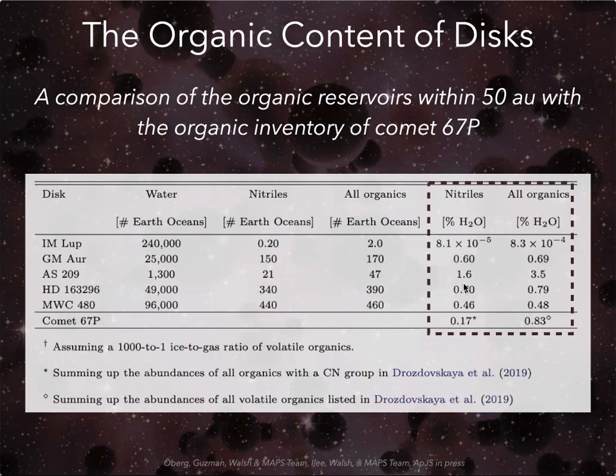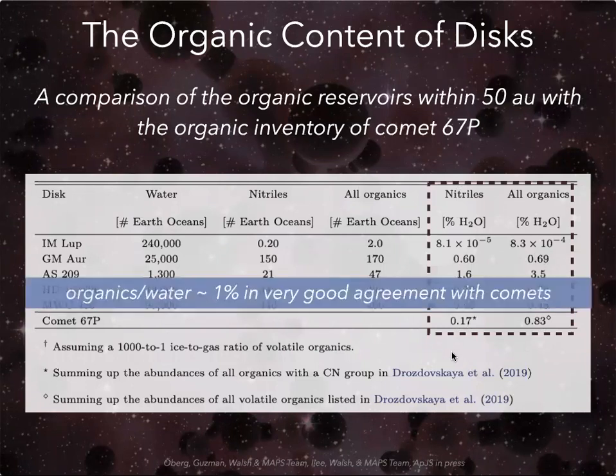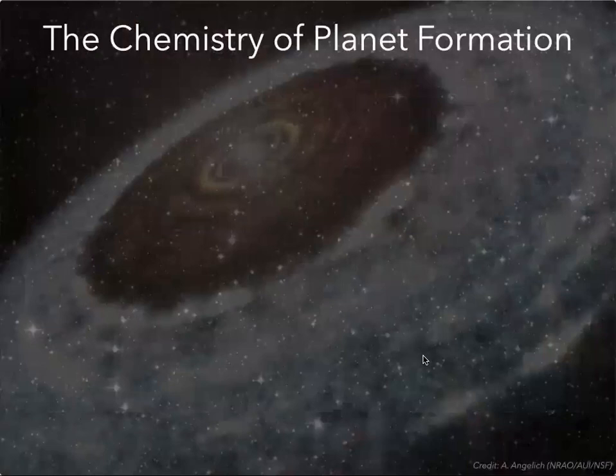And you can see that with the exception of AS209 and IM Lup, all the other 3 disks are matched really well, to an order of magnitude, to 1% or so of what we see in the cometary record. So the organics that we see in the planet forming regions around these young disks, the amount of those organics with respect to water, again, is in pretty good agreement with what we see in comets.